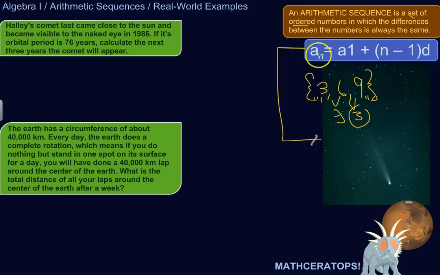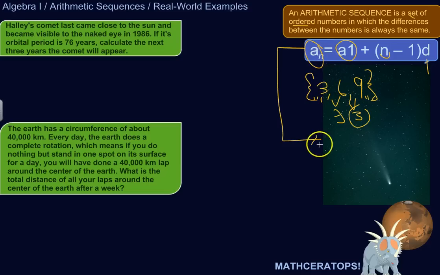So what this is really saying is, the term that you want to find, like the second term, third term, thousandth term, whatever, is the first term plus the number of the term that you want minus 1 times whatever that difference is. In this case, it would be 3, the common difference.